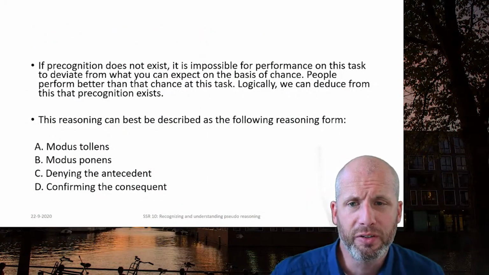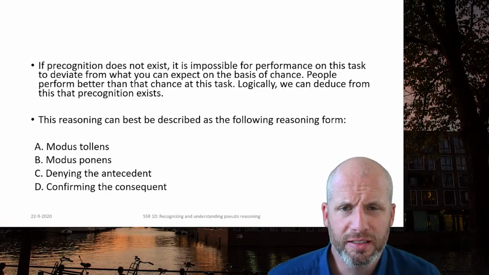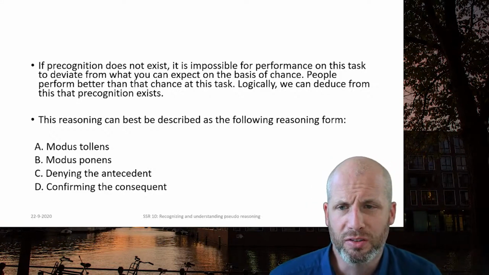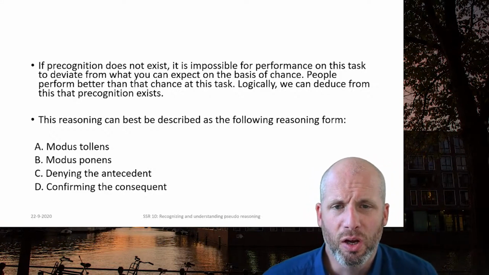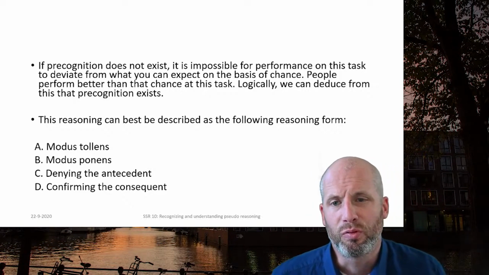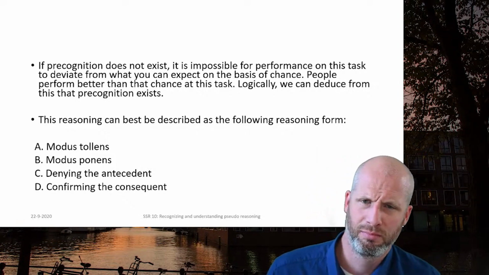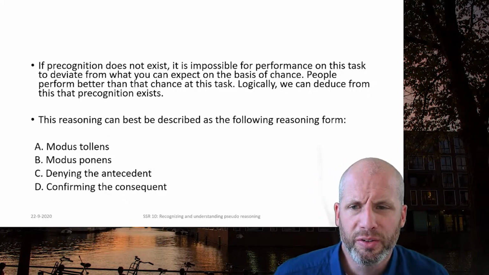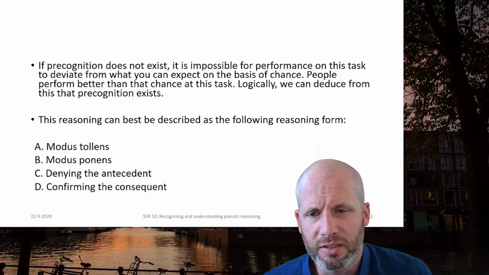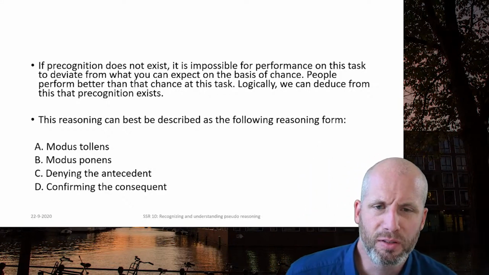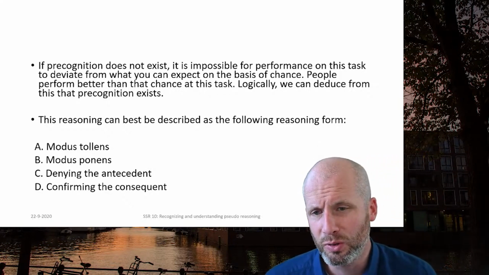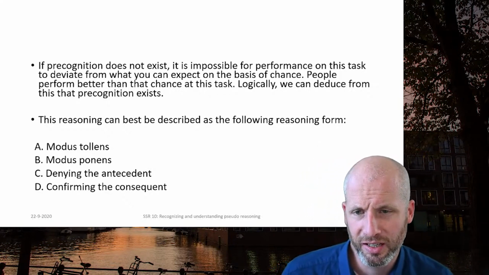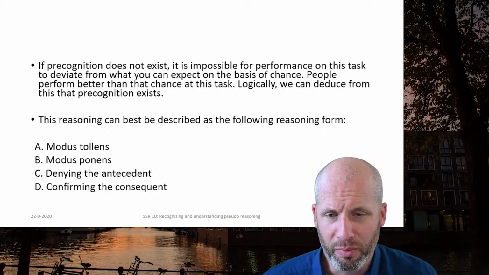So, if precognition doesn't exist, it is impossible for performance on this task to deviate from what you can expect on the basis of chance. People perform better than chance at this task, logically we can deduce from this that precognition exists. This reasoning can be best described as the following reasoning form. Is it A, the modus tollens, B, the modus ponens, C, denying the antecedent, or D, confirming the consequent?